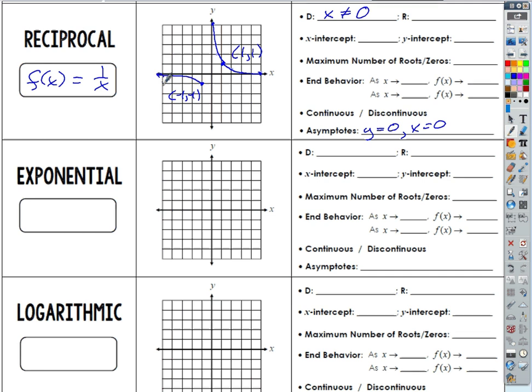What if I go towards x equals 0? If I pick the value x equals -1/2, 1 over -1/2 is -2, isn't it? So I'll go back 1/2 and down 2. If I go to -1/5, it's down at -5, and we can see the same behavior here, can't we? So it's asymptotic on both the x and the y axes, okay?